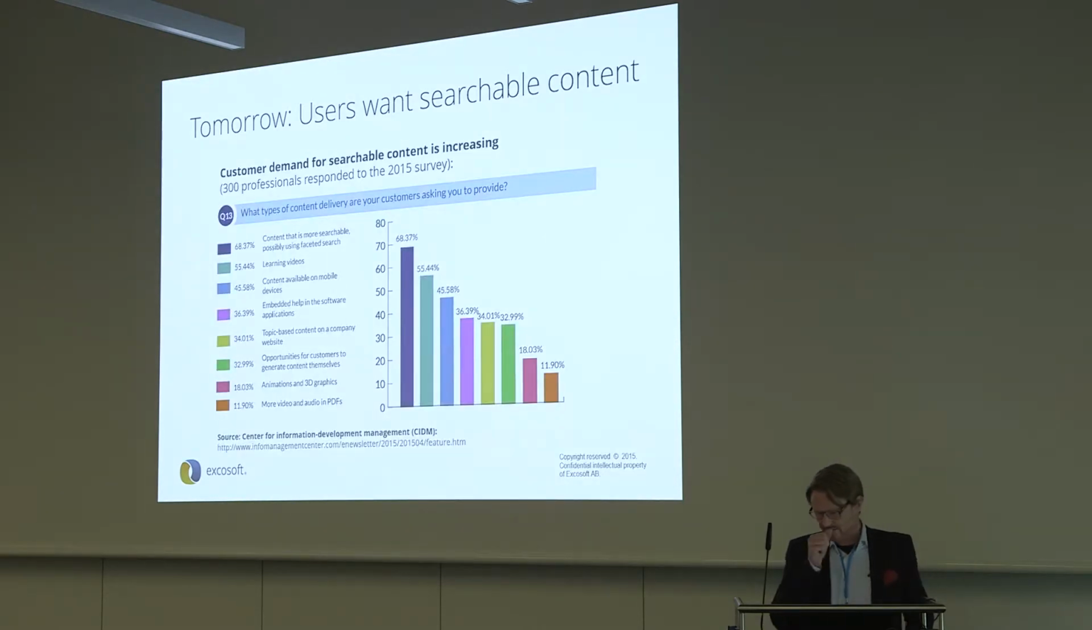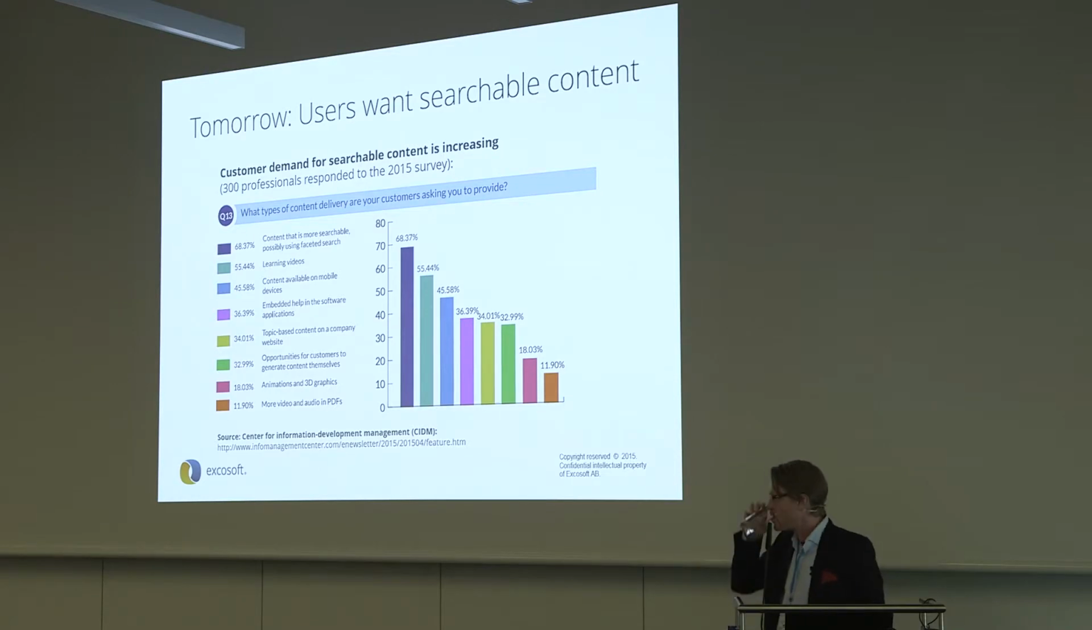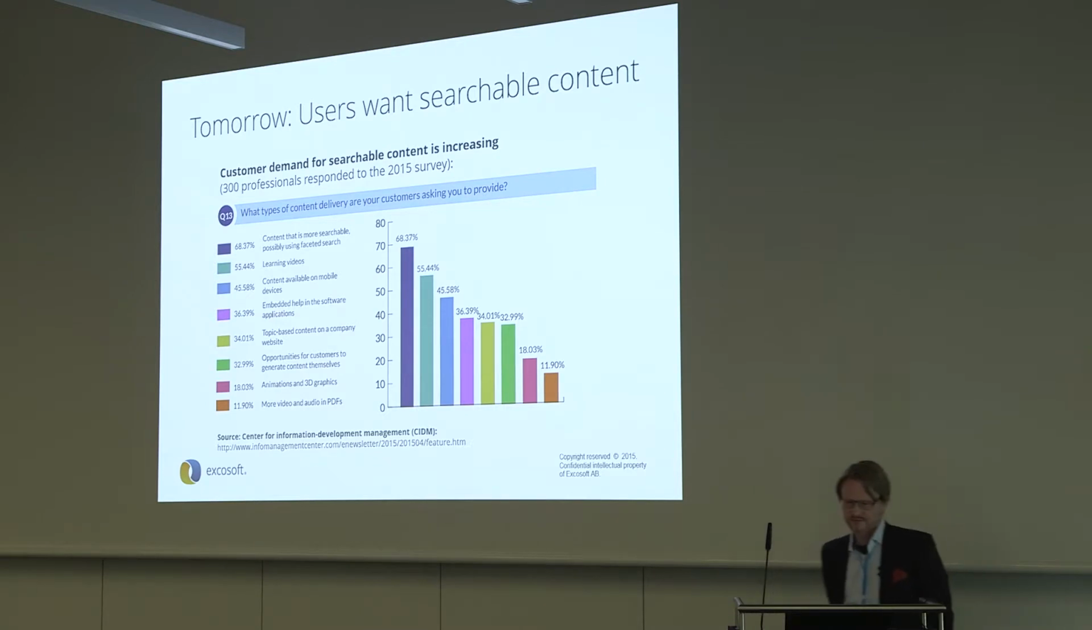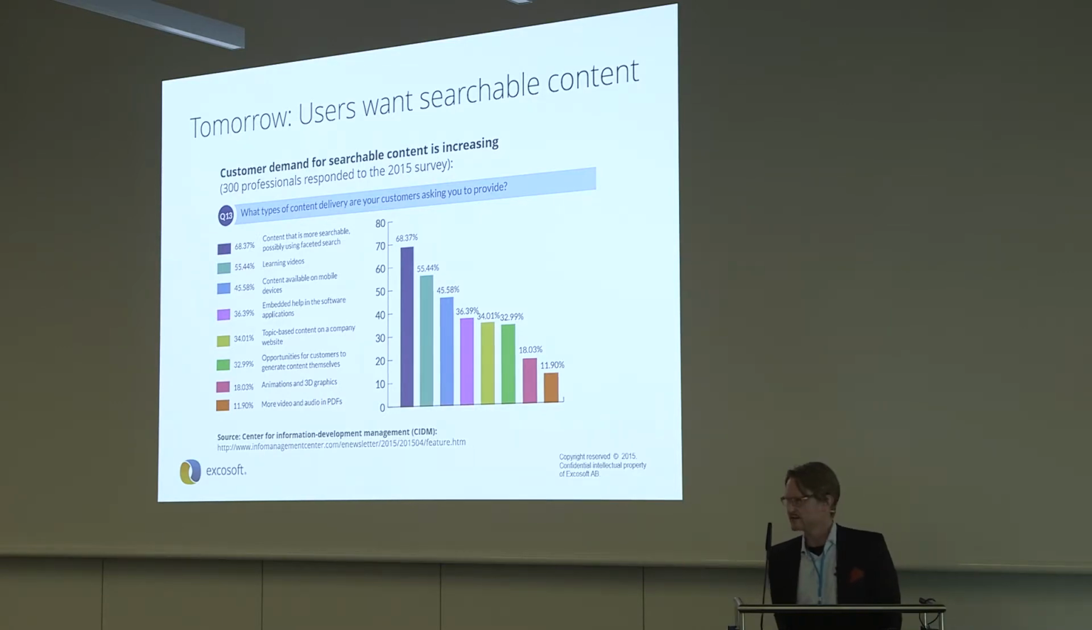And this is sort of confirmed in a recent study. So this was a study performed this year, 300 content professionals around the globe. It was the Center for Information Development Management, together with DCL, I think it was. And over 70% of these 300 content professionals said that their customers wanted content that is more searchable, possibly using faceted search. So this could be evidence that users out there do expect something additional to the traditional books.